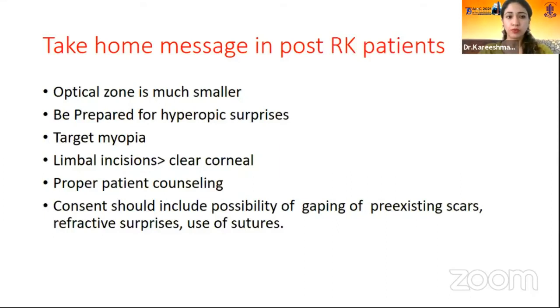So the take-home message would be, because your optical zone is much smaller, usually you would prefer a routine monofocal lens, and you have to be prepared for hyperopic surprises. So what we tend to do is we always try to err on the side of myopia. Even in the IOL power calculator, in the target refraction box, I like to choose a myopic refraction of -1 or -1.5 in the first eye. And then based on the result that you got in the first eye, you titrate the result of the second eye. You target myopia. Another very important thing to keep in mind is that you need to keep limbal incisions rather than clear corneal incisions.